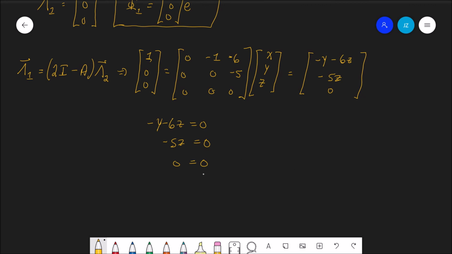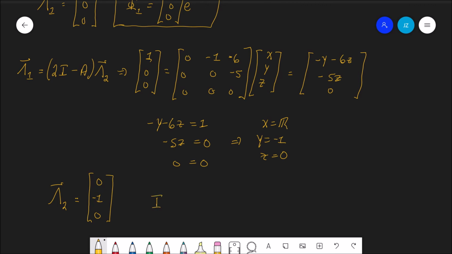So from here, we know that z is 0. I'm sorry, this is not 0, that's a 1. Which means that y would be negative 1. And x can be any real number. Let's set it equal to 0. So we get our second lambda to be (0, negative 1, 0).